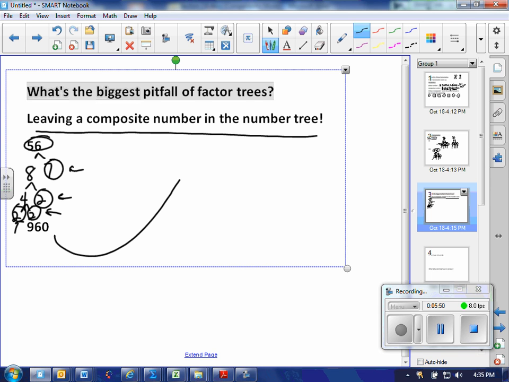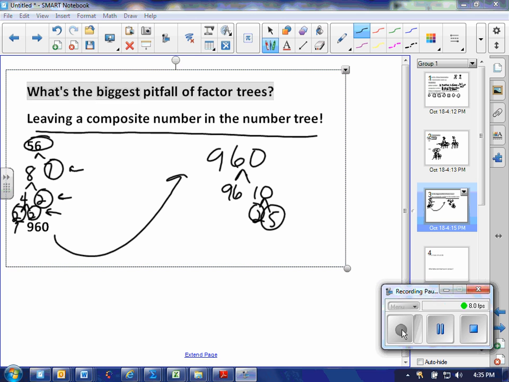Let's try one more. I'm going to move this one over here for a little room. 960. Again, I'd probably go 96 and 10, because that's easy. Break down 10 with 2 and 5. Both of those are prime. Started off with the easier one that time.